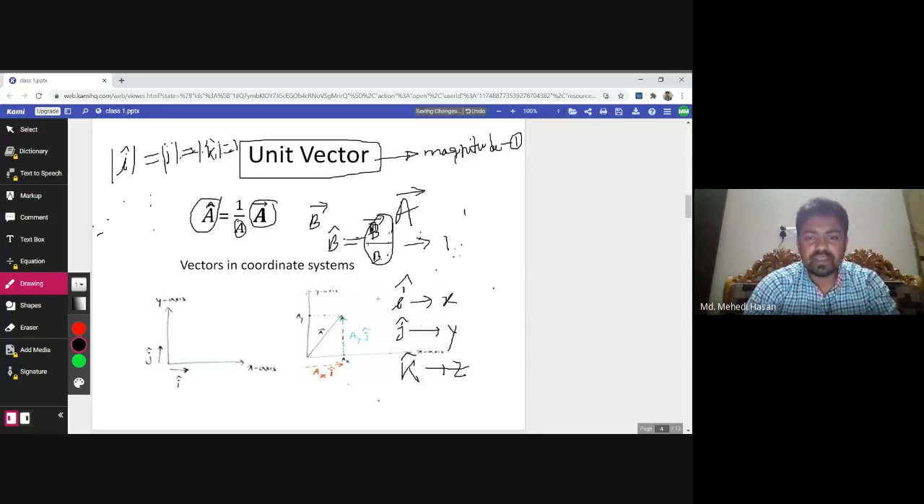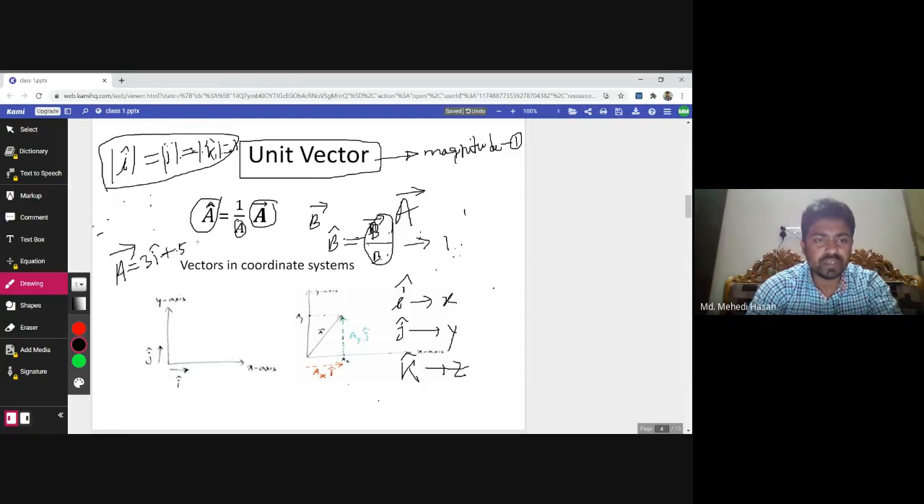Okay, so these are mainly the unit vectors, because these unit vectors are important to describe a vector. We can write down a vector a like that: a equal to 3i plus 5j. In this case, along the x-axis, the vector has an x component which is 3 times the unit vector i, and along the y-axis, 5 times the unit vector j. Okay, so this is vector A.